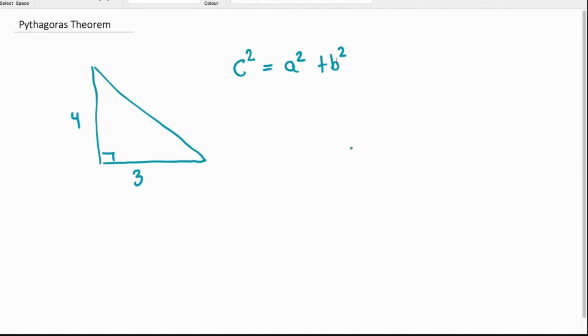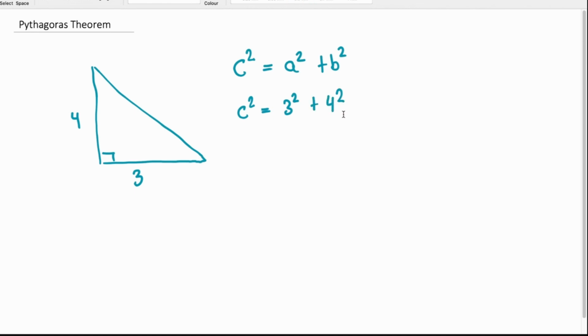Now c, remember, is our longer side, and that's what we're trying to find. We have the other two side lengths, a and b. So our second step here is to fill in the values that we've already got. So in this way, we will put it as c squared is equal to 3 squared plus 4 squared.